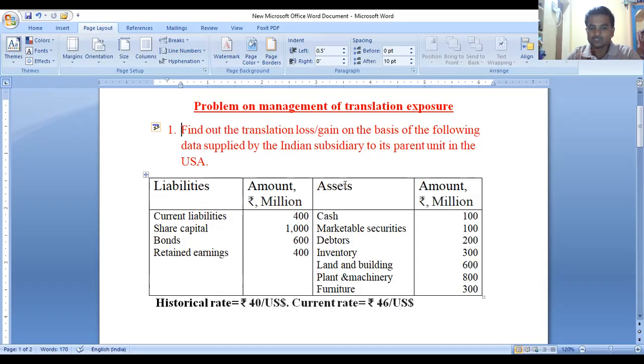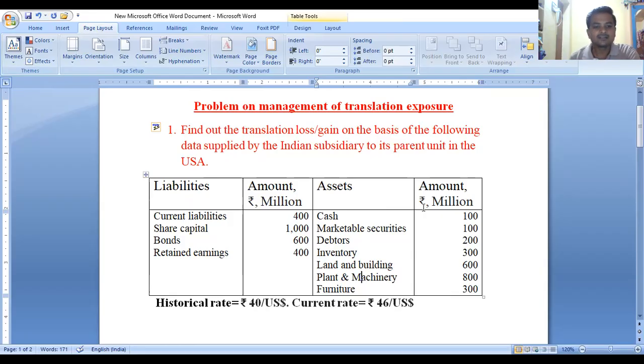The next is assets, with amounts in rupees in millions. Cash is 100 million rupees. Marketable securities are 100 million rupees. Debtors 200. Inventory 300. Land and buildings 600. Plant and machinery is 800. Furniture 300. So this is the Indian subsidiary company's balance sheet submitted to the parent company located in the USA.